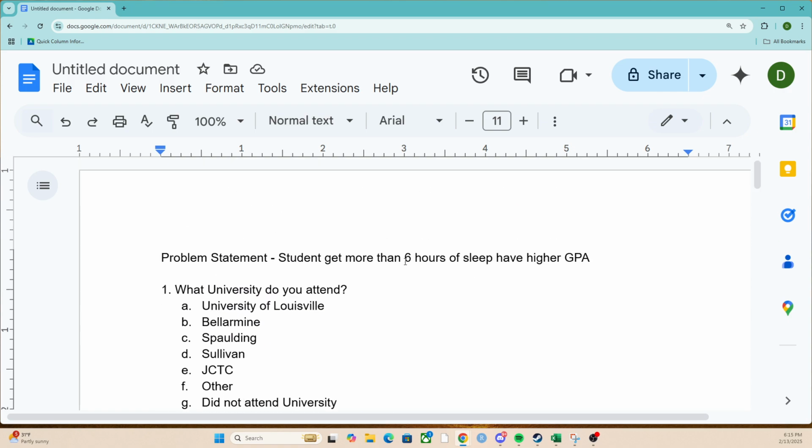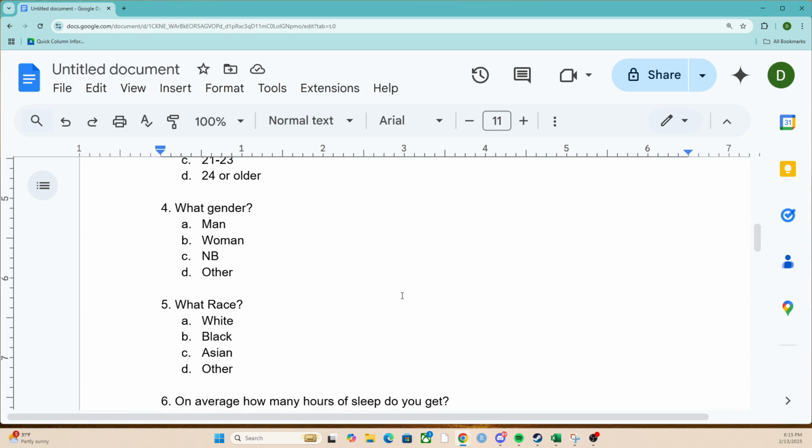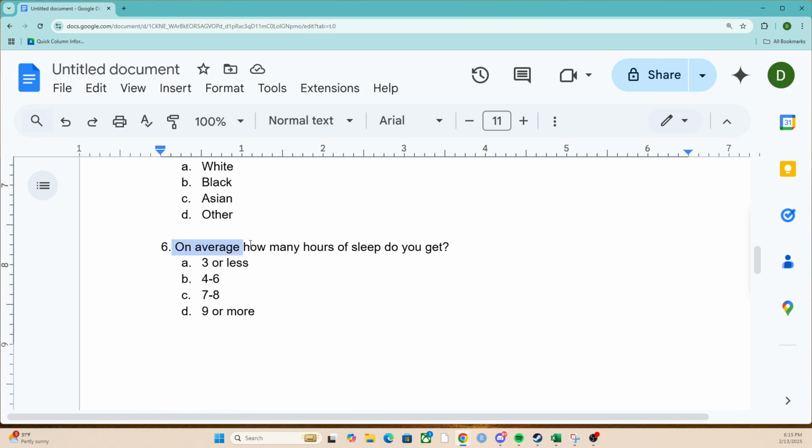Okay. So now we can get down to, on average, how many hours of sleep do you get? Now this goes to the problem statement. We're looking at how many sleep hours a student gets, and this question exactly answers that. The survey respondent would answer 3 or less, 4 to 6, 7 to 8, 9 or more. Once again, notice that the categories do not overlap. This is called mutual exclusivity.